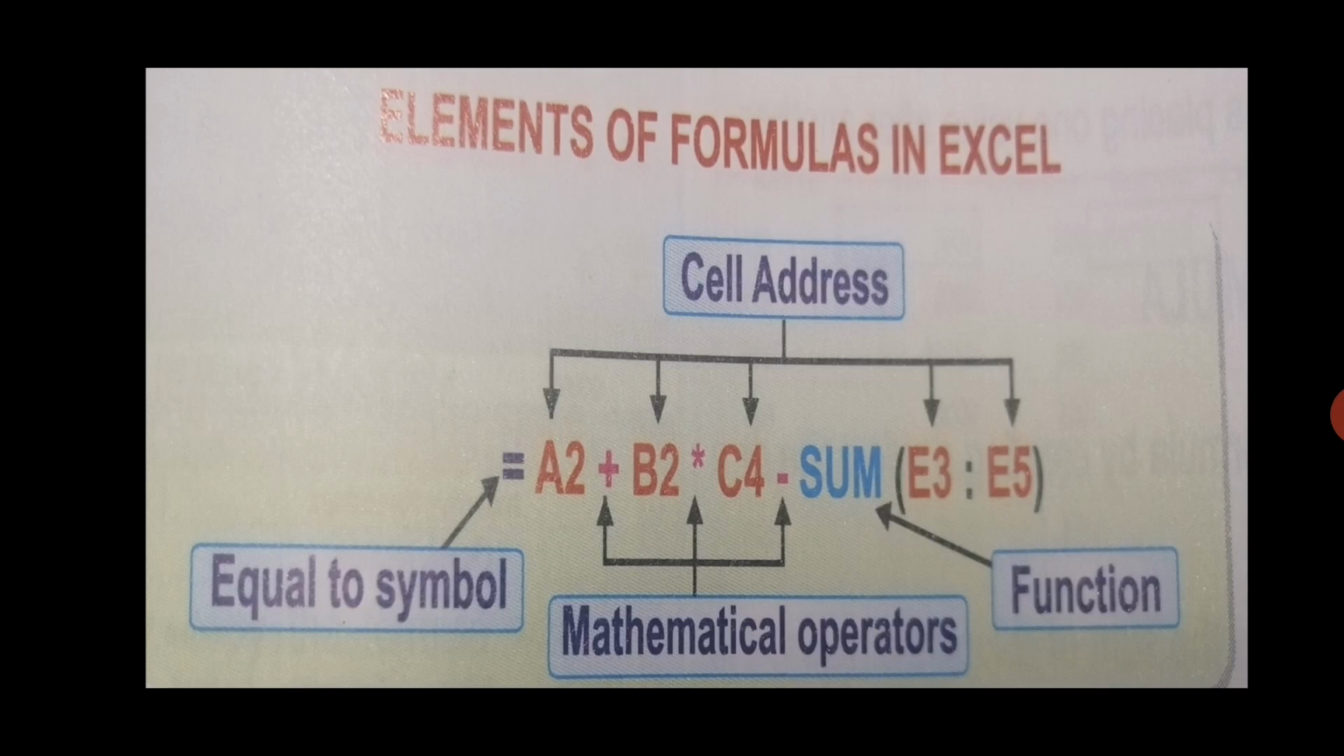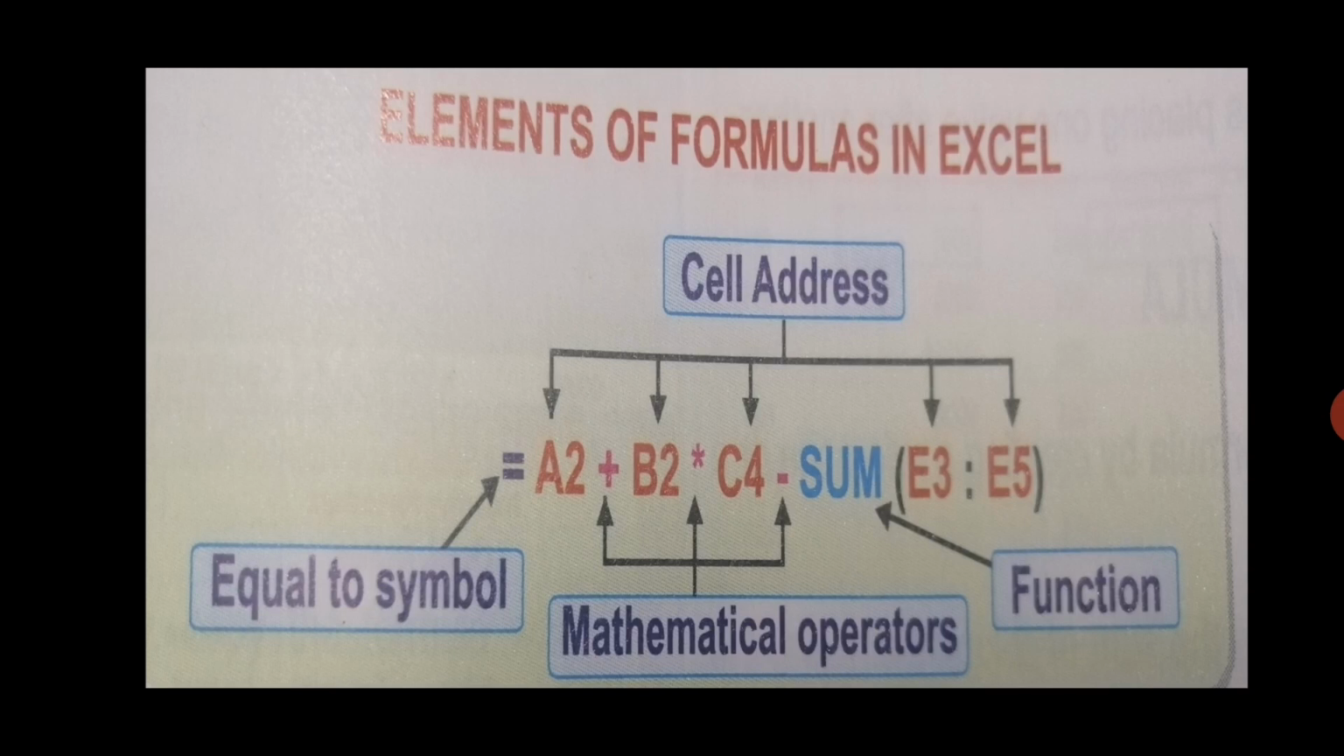I'm using the equals to sign here. Whenever you use any kind of formula or function in an Excel sheet, it always starts with the equals to sign. So first we use the equals to sign. After that you use cell addresses. You can easily see here A2, B2, C4, E5, E3. These are all the cell addresses.